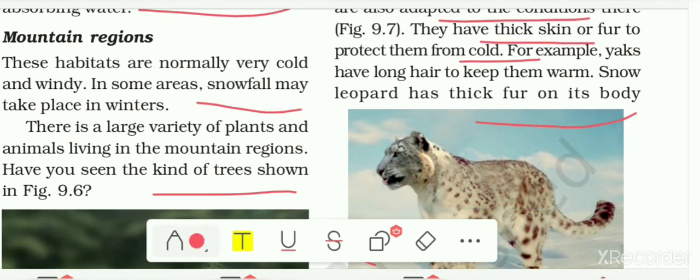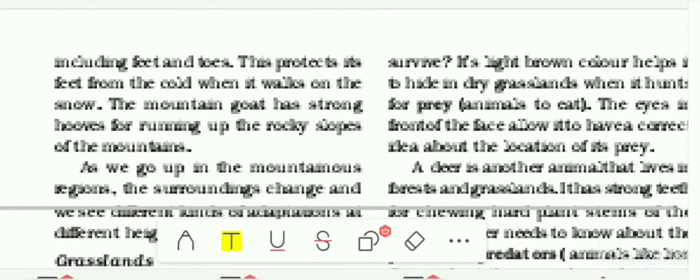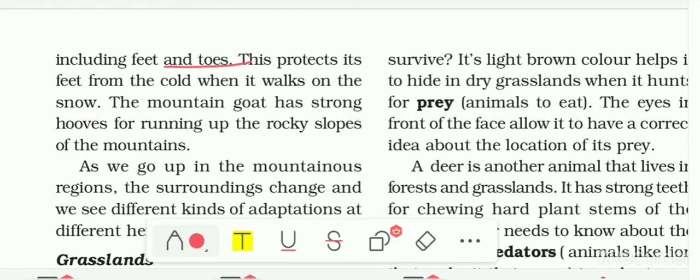For example, yaks have long hair to keep them warm. The snow leopard has thick fur on its body, and it also includes the feet and toes. Including feet and toes, it has thick fur. This protects its feet from the cold when it walks on the snow. While walking on the snow, this thick layer of fur protects it from the cold.